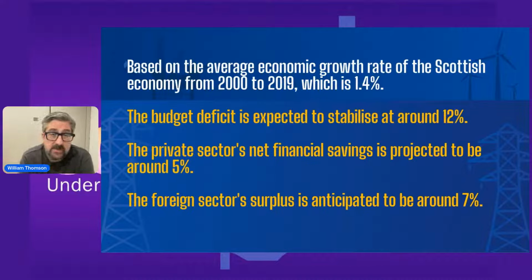Now, the really important point to make here is that that's absolutely fine. It's completely sustainable for an independent Scotland, in the same way it's completely sustainable for Scotland as part of the United Kingdom. A 12% government deficit, 5% every year increasing our net financial wealth, and a 7% foreign sector surplus. Completely sustainable. No one should be complaining about this. This should be our default position for moving into independence. Now, this goes completely against the suggestion by the Scottish Government to align with the EU Stability and Growth Pact, which was right at the heart of our paper.